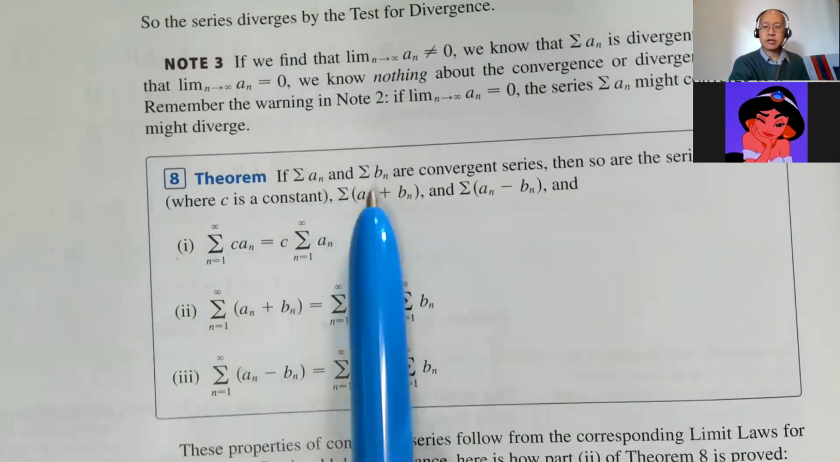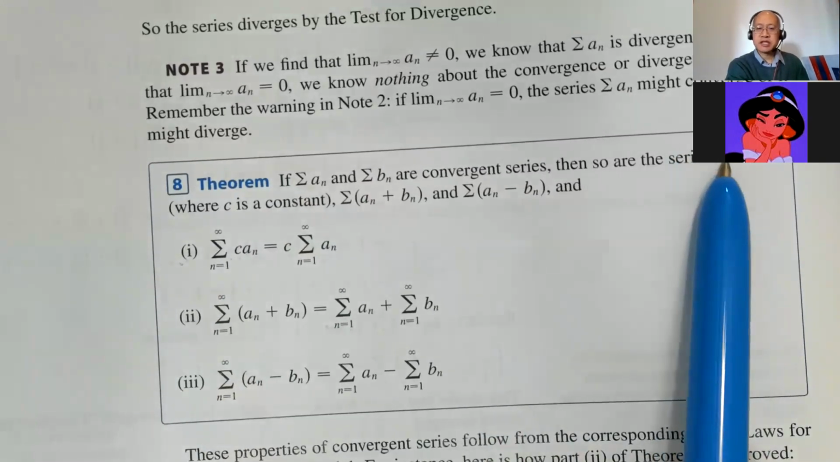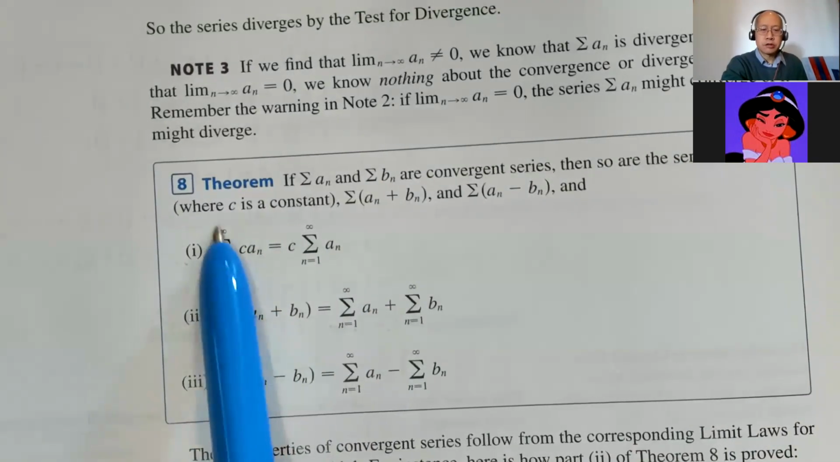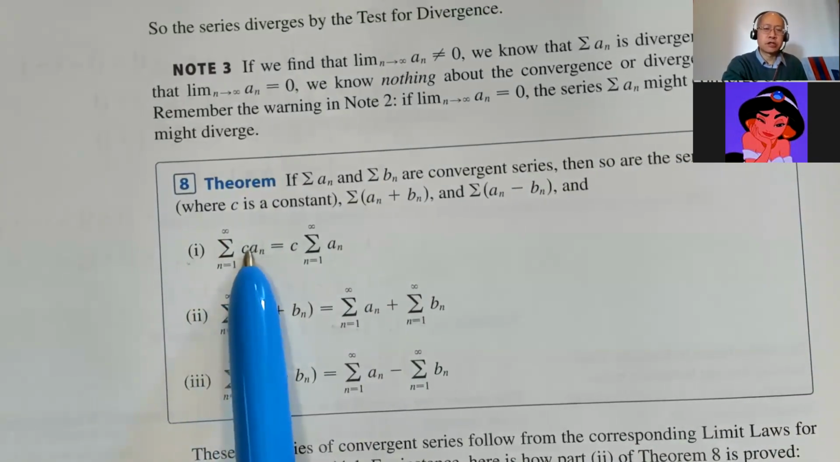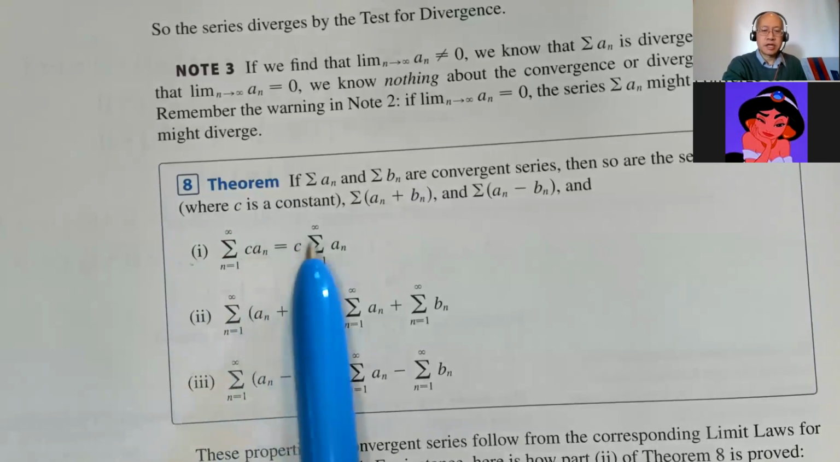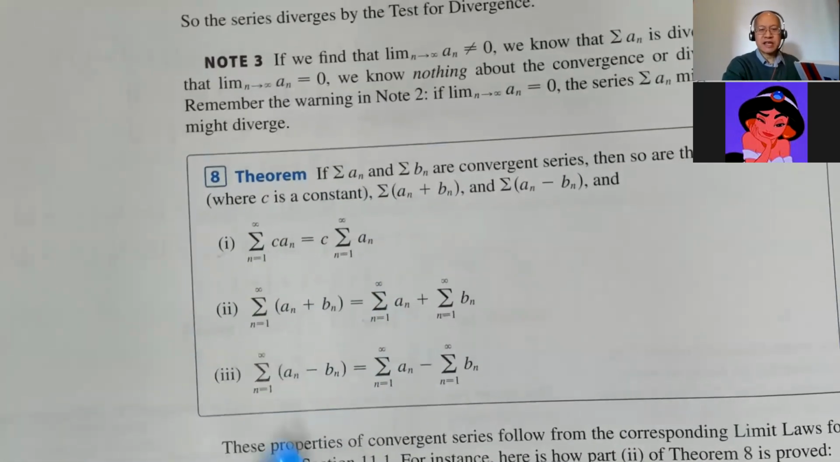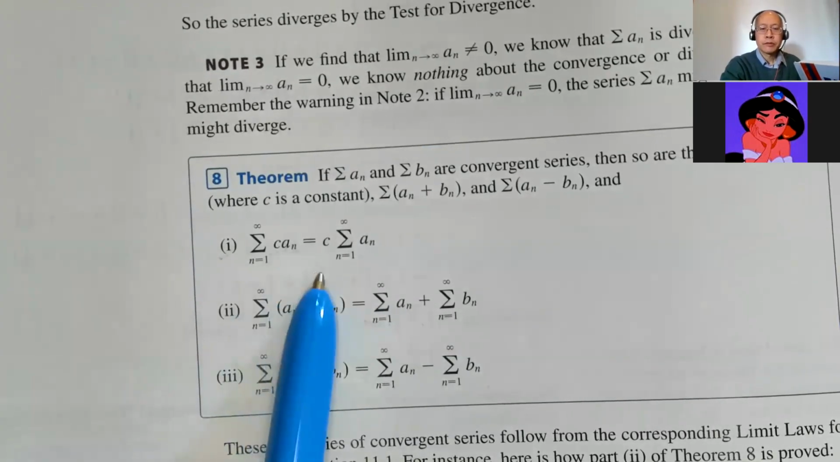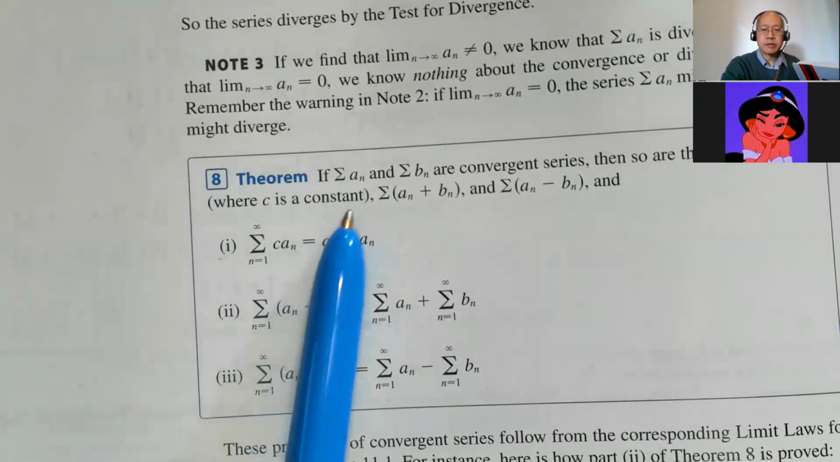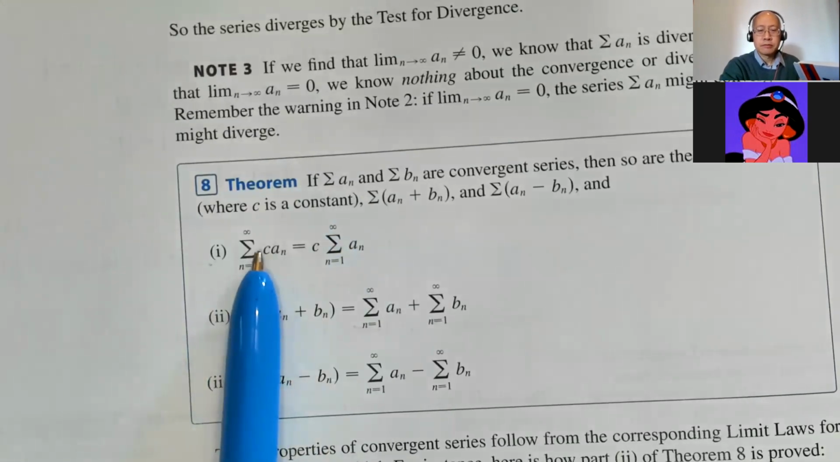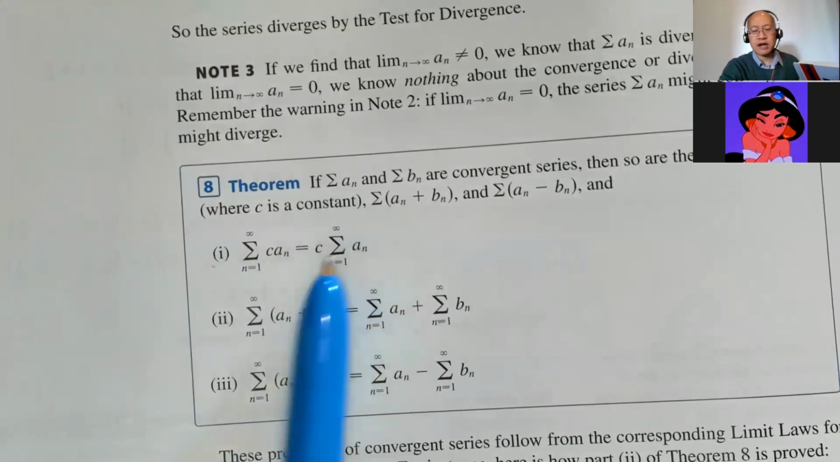Okay, if these two are convergent, then the summation of C A sub n, where C is a constant, also converges. So the summation of C, let's say C is 2, A sub n equals C times the summation of A sub n. And you can factor out the C. It's basically the distributive property. So in other words, suppose you know that this sum to the right of my pen is 5. Put a 2 in front. Well, the sum converges to 2 times 5, 10.